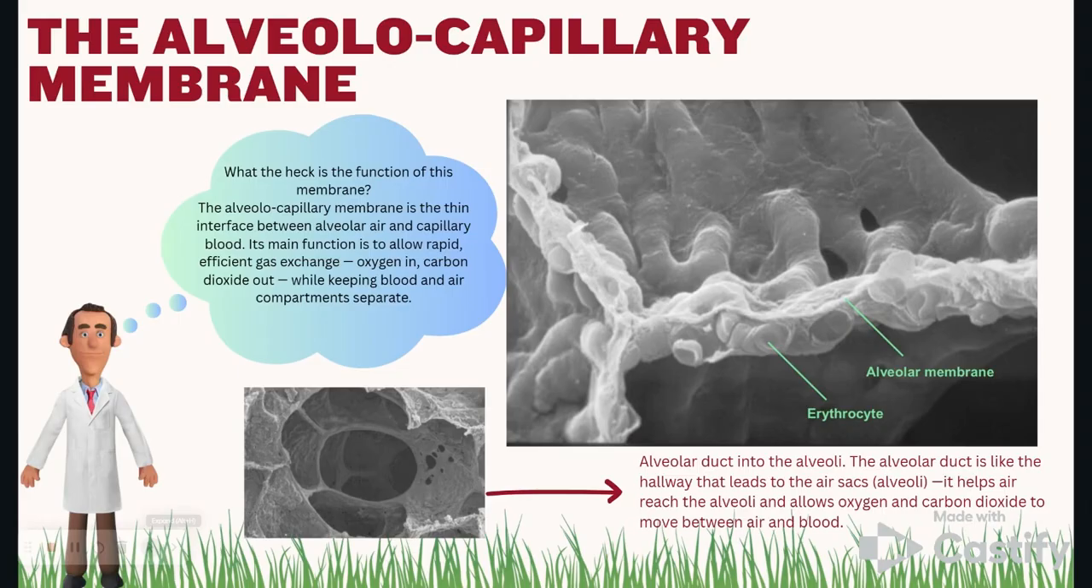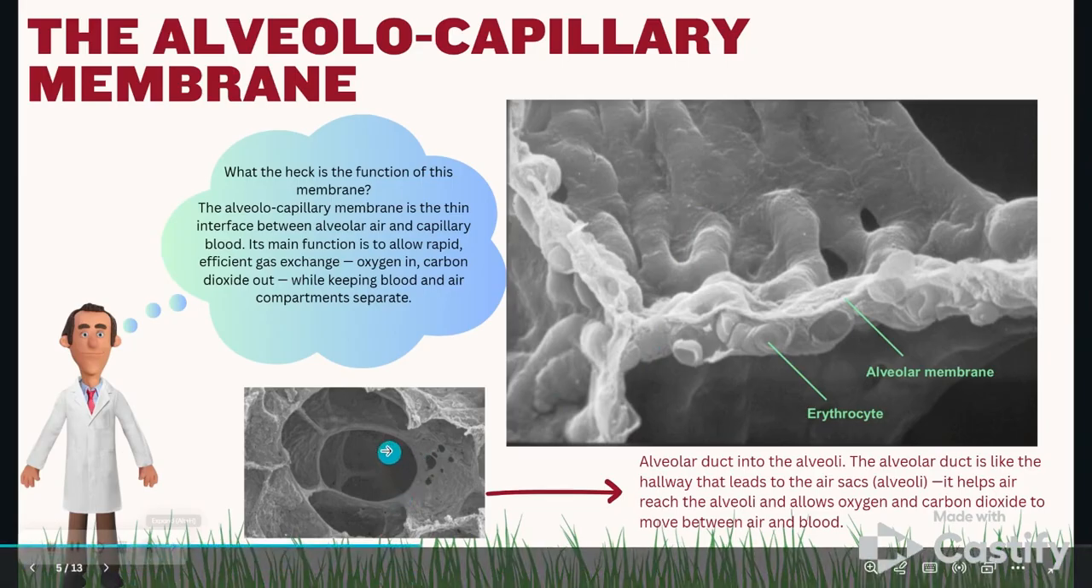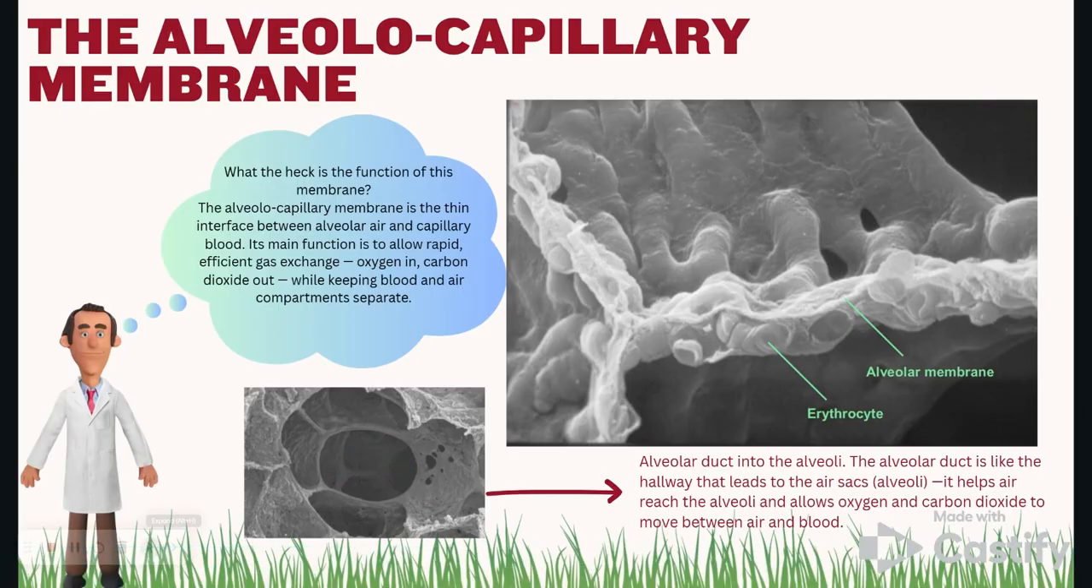Okay, now shift your focus. So this is the alveocapillary membrane. Now if you shift your focus down here with me, if you really look at it, it looks like a passageway, and this is what we call an alveolar duct. An alveolar duct is basically like a hallway, like a road that leads to the alveoli, which is the air sac itself. It helps the air reach the alveoli and allows the oxygen and carbon dioxide to move between the air and the blood. Pretty straightforward, I think, so far. Nothing too difficult.